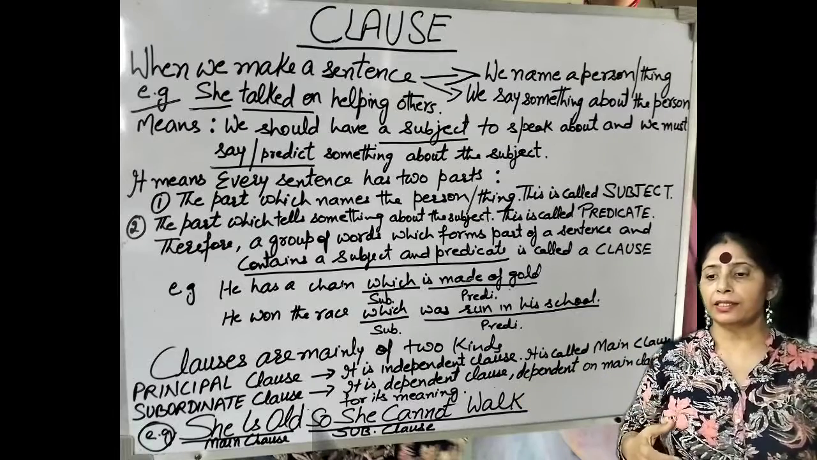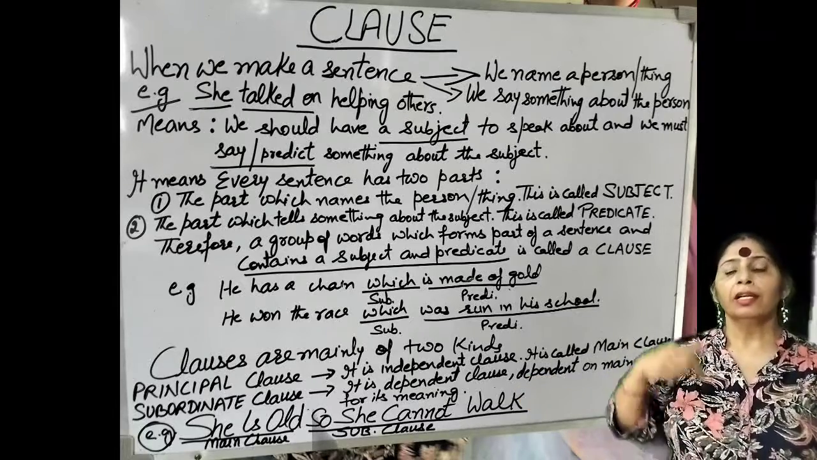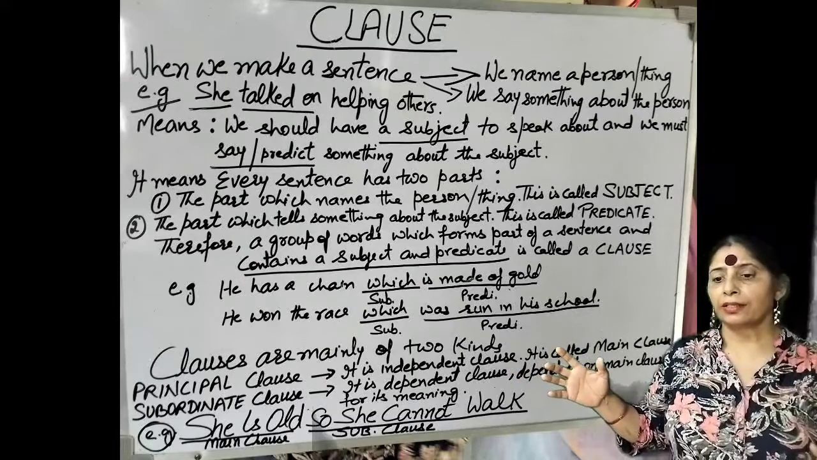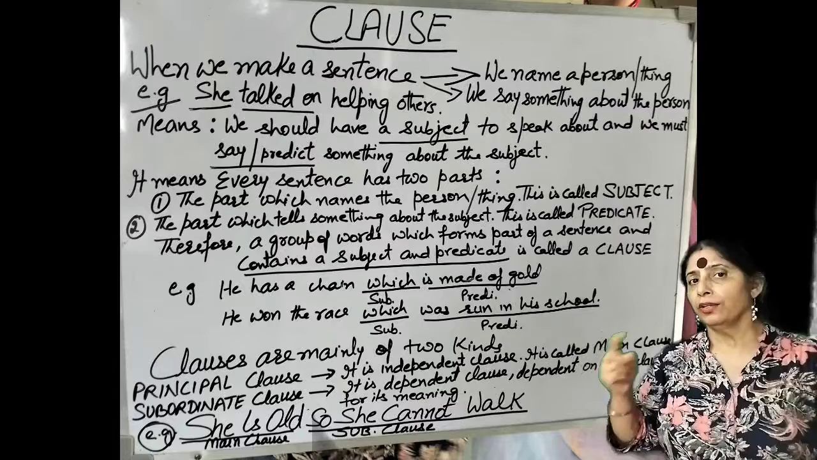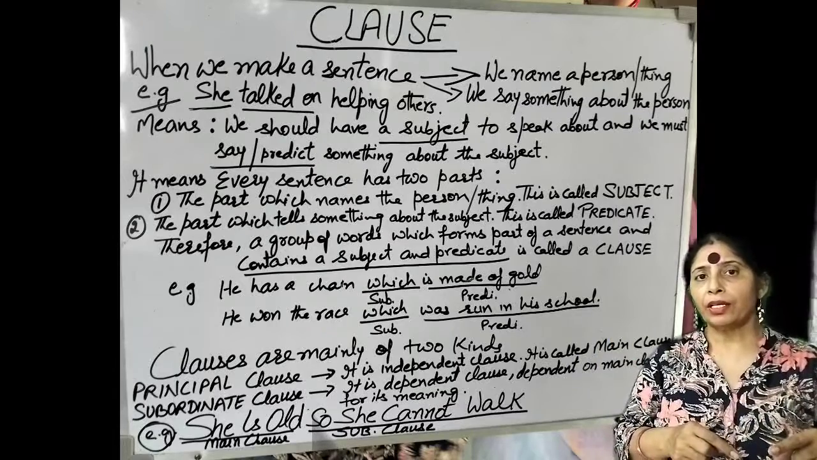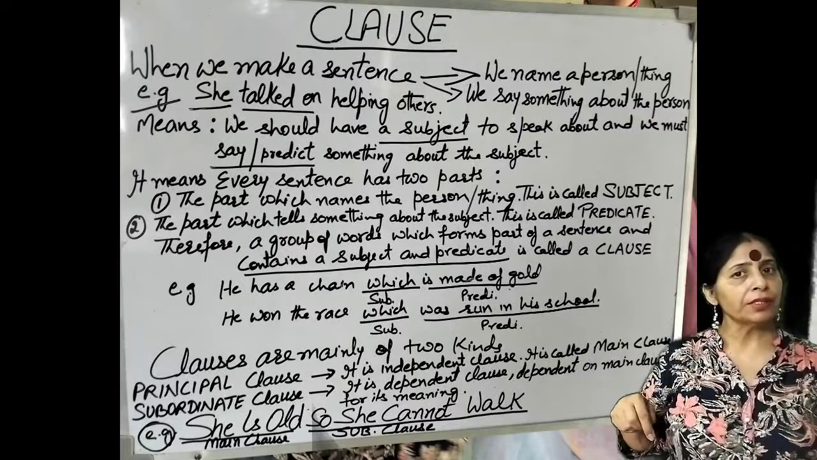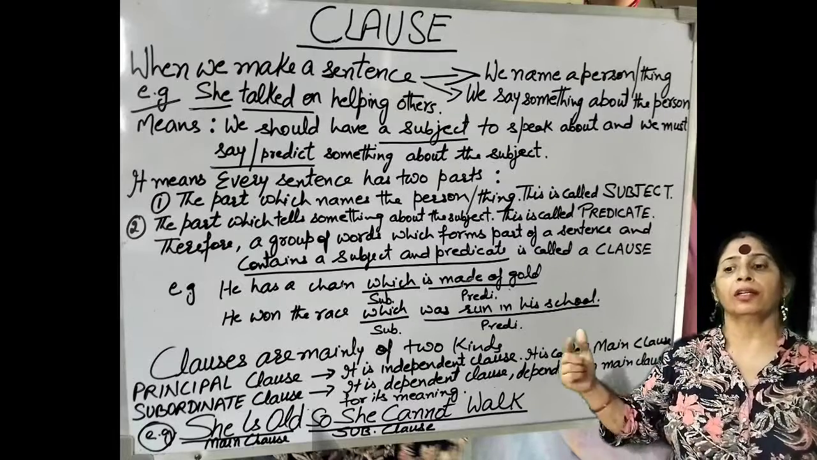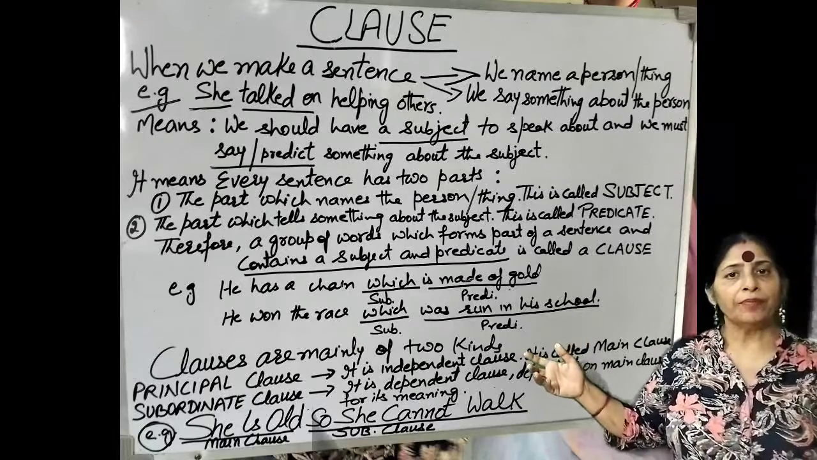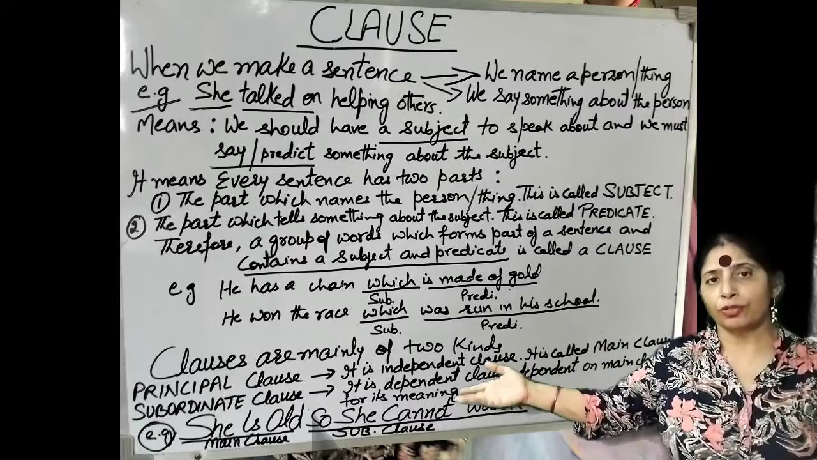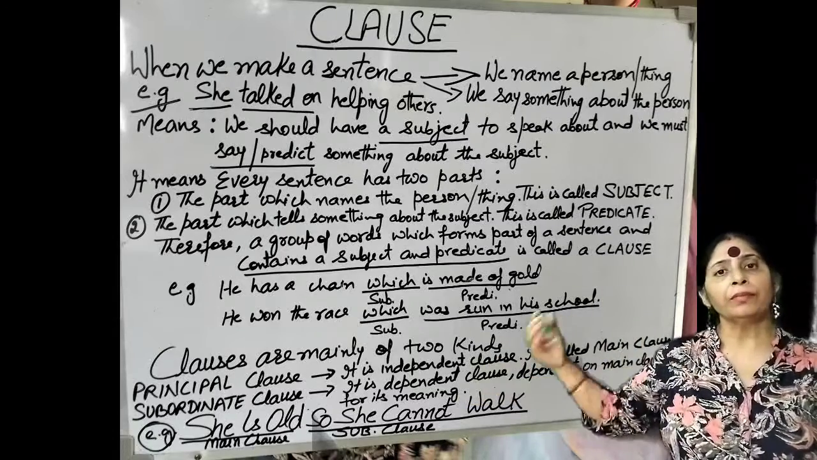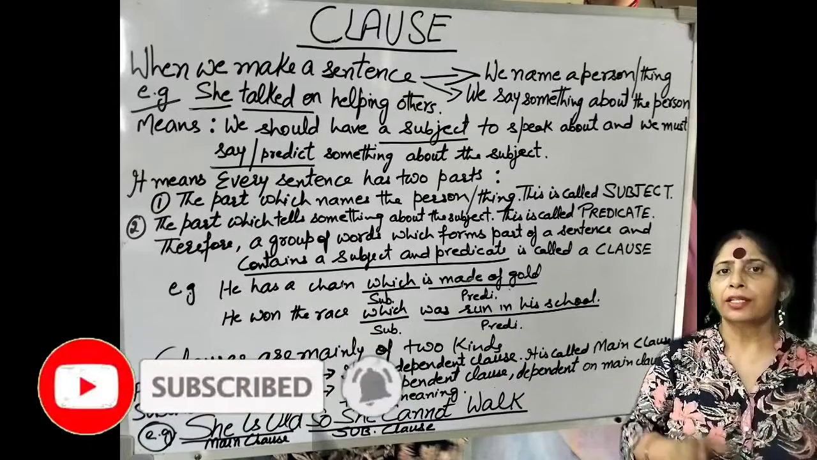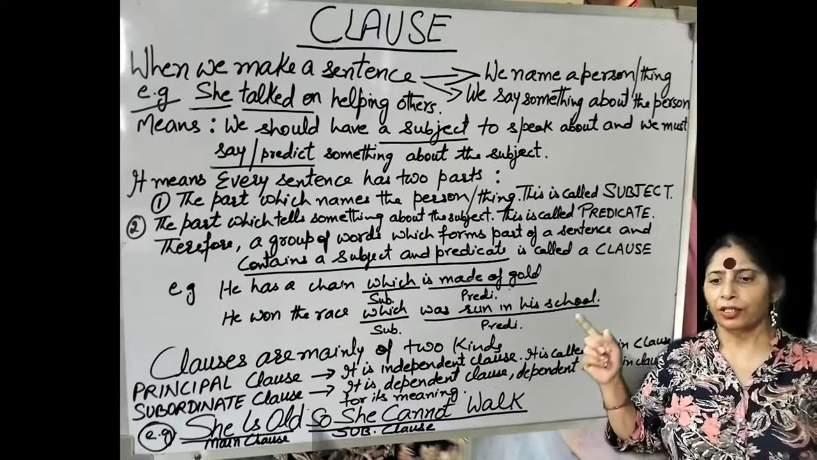He won the race which was run in his school. He won the race which was run. "Which" is for the race. So "which" is the subject, and what we say about this race is that it was run in the school. It was won by him, but it was run in the school. So we are talking about this race which was run in the school.